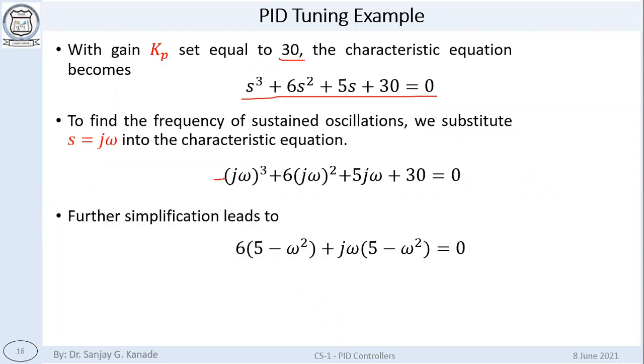Now simplifying that, we get this particular equation. Do you all agree with this? Is it correct? I have skipped a couple of terms here. The value of j omega cube is what? It is minus j omega cube. Am I right? Is this correct?